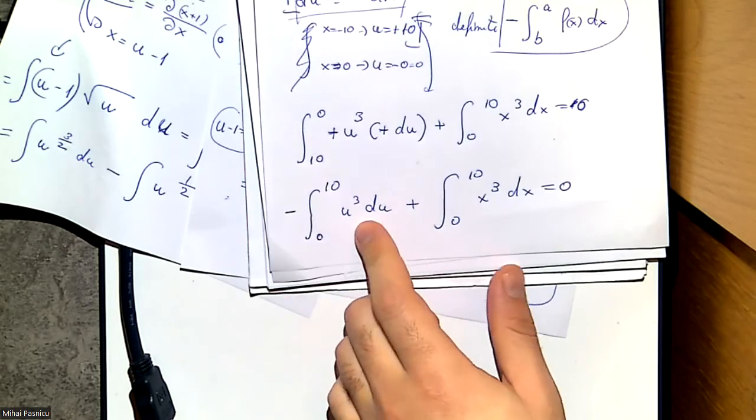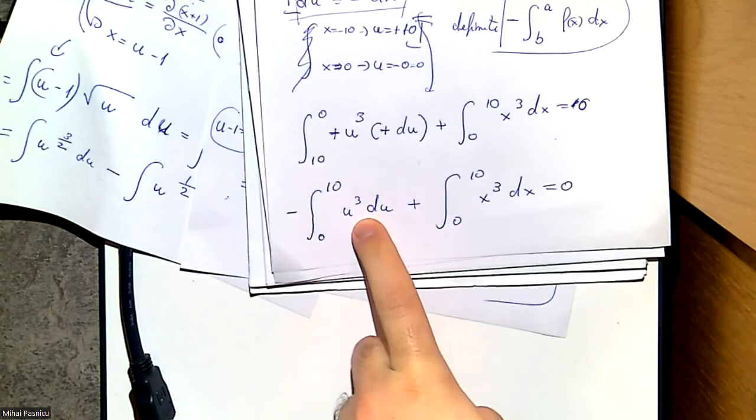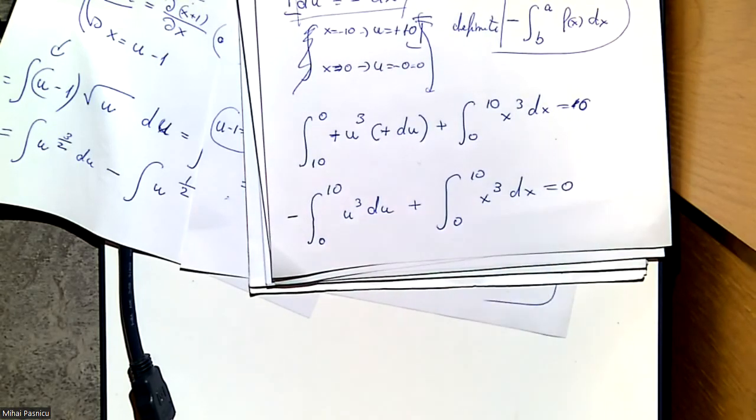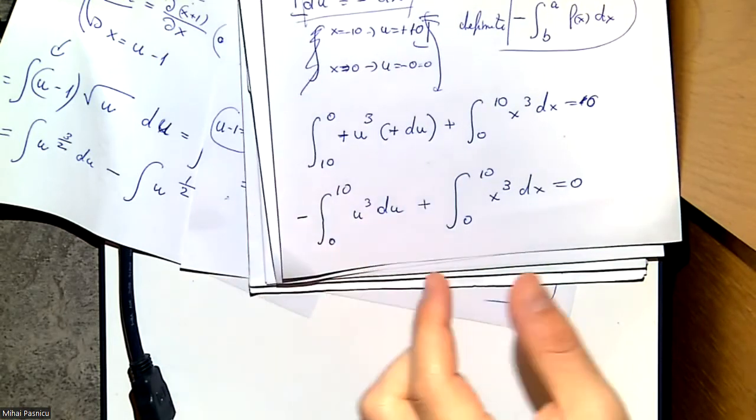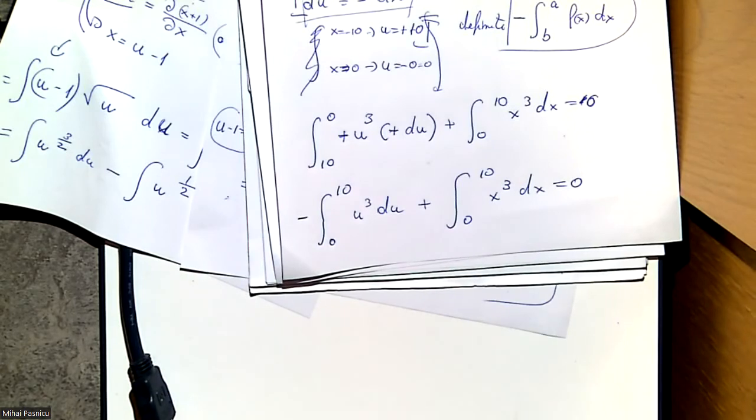It doesn't matter that it's u to the third du and this is x to the third dx. It doesn't matter, it's still the same variable. The limits of integration are the same. This has a minus, and this is just that thing. So when I add them, it's going to be 0.